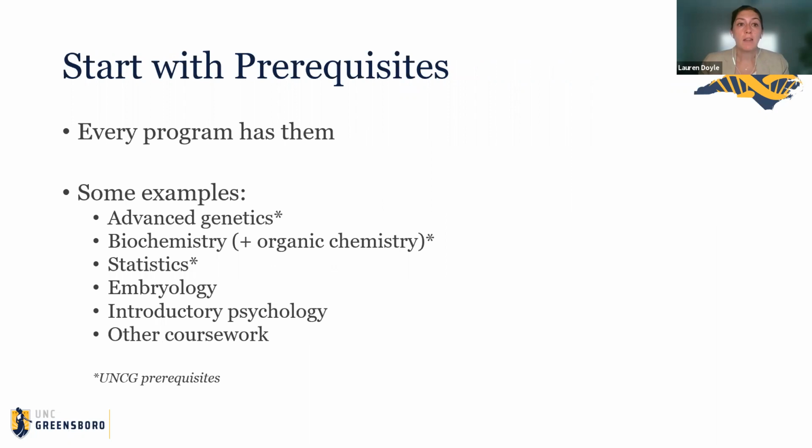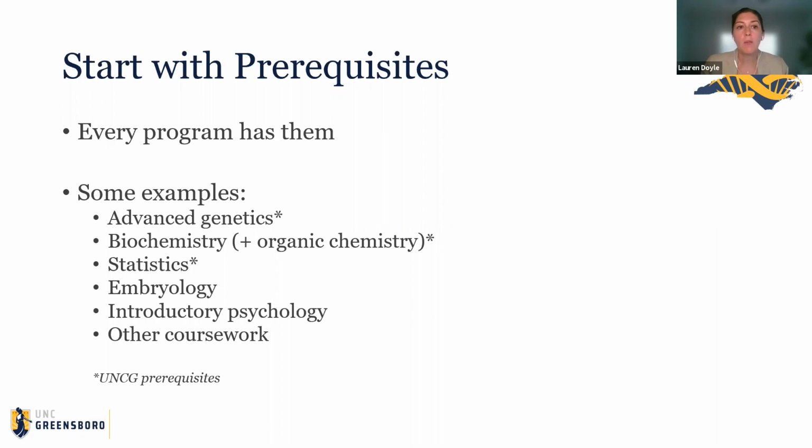So once you start digging in, a clear place to start is prerequisites. Clear, I should probably put a little asterisk in, because although to my knowledge, every program has prerequisites, what counts as a prerequisite is different by program. So some examples of these include advanced genetics, biochemistry, statistics, embryology, introductory psychology, or perhaps some other coursework like public health or sociology. The programs themselves are the experts here in what they will and will not accept.